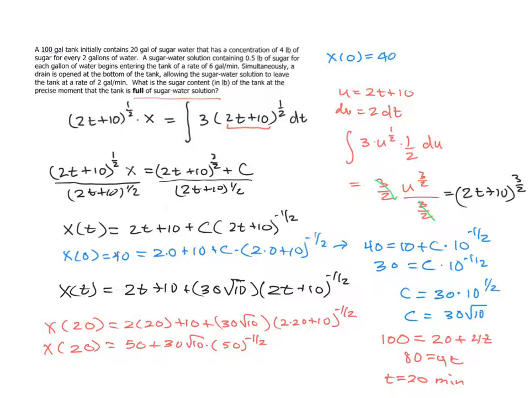We put that all into our calculator. We're going to have 50 to the power negative 1 divided by 2. Looks like we end up with 63.4. So this is approximately 63.4 pounds of sugar. So when our tank is full at 20 minutes, we've got 63.4 pounds of sugar in the tank. And the problem is finished.